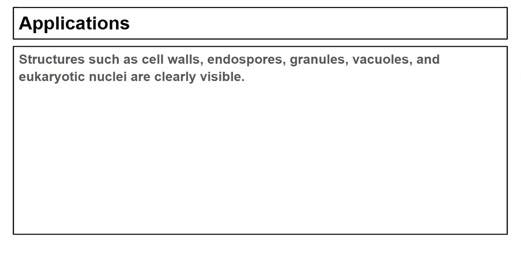So what are the applications of DICM, differential interference contrast microscopy? Structures such as cell wall, endospore, granule, vacuoles, and eukaryotic nuclei are clearly visible. For this particular topic, the reference is Microbiology by Prescott, 5th edition. You can refer to this book for your further studies.